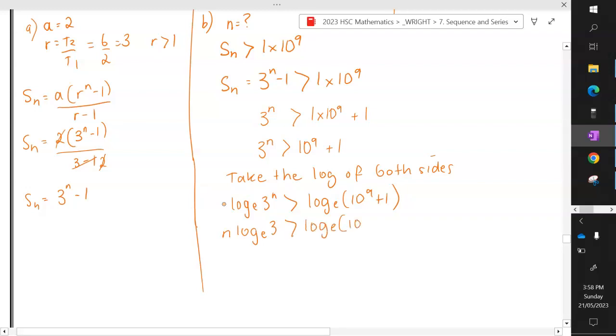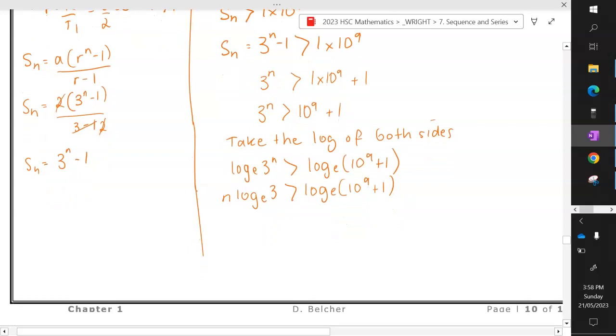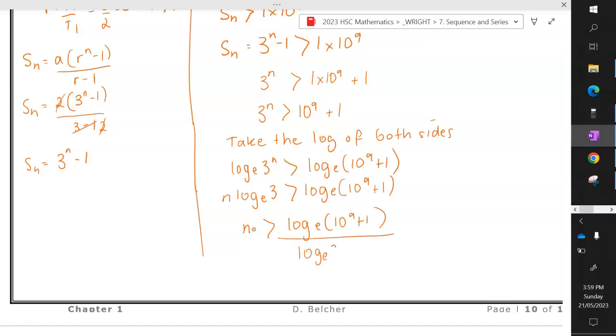So whenever you have a power up in the air that is unknown, most of the time you are going to need to use logarithms to get that down the front. And now I have this n down the front. I can divide by log base e of 3 on both sides, and I'm going to have an n on the left-hand side all by itself. So n is greater than log base e of 10 to the 9 plus 1, all over log base e of 3. These are values now that you can pop on your calculator.